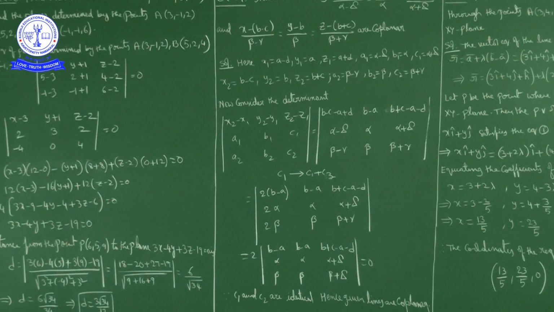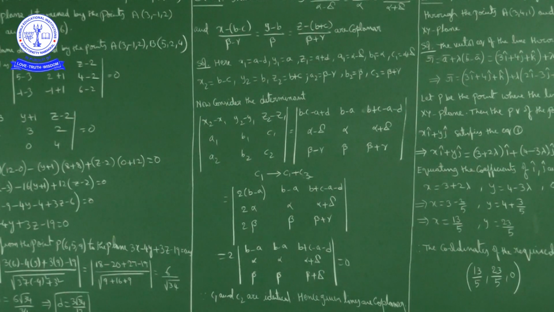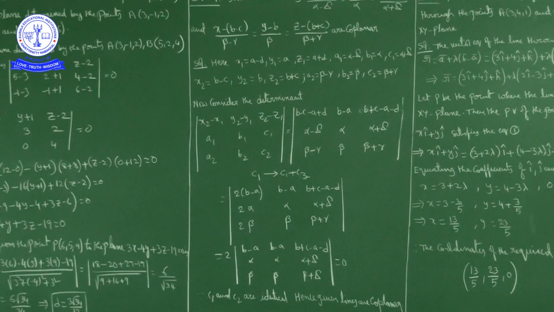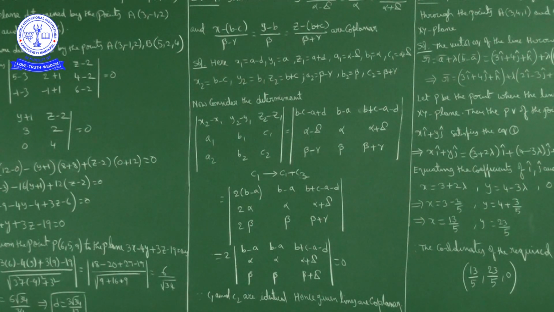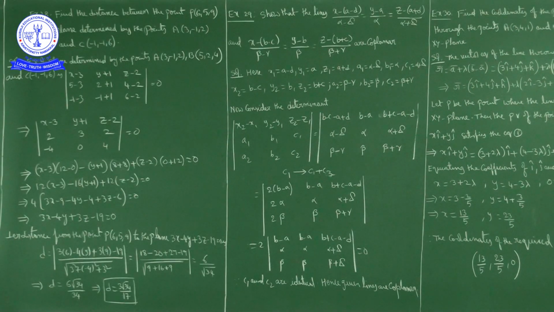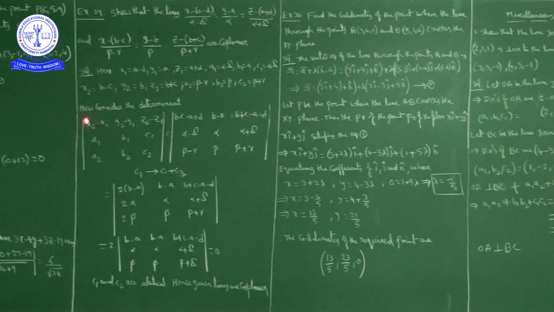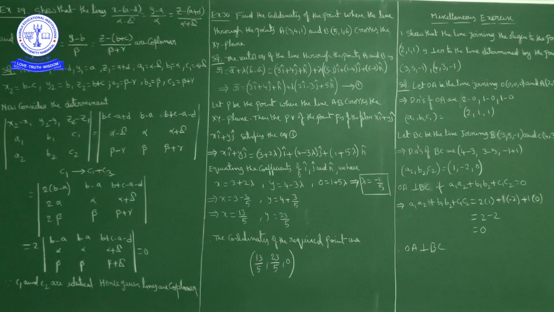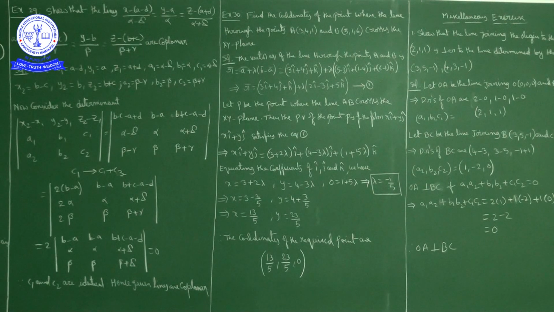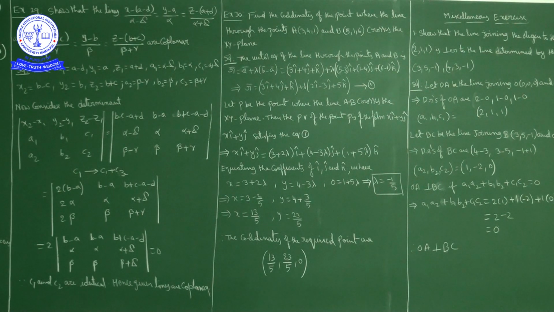Okay, writing the first line as (x minus x1) by a1 is equal to (y minus y1) by b1 is equal to (z minus z1) by c1. Okay, so x1, y1, z1 and a1, b1, c1. Similarly, the second line also, (x minus x2) by a2 is equal to (y minus y2) by b2 is equal to (z minus z2) by c2. Okay, so x2, y2, z2 and a2, b2, c2. Consider the determinant. Prove this determinant x2 minus x1, y2 minus y1, z2 minus z1, a1, b1, c1, a2, b2, c2 equal to 0. Okay, next question, example 30.